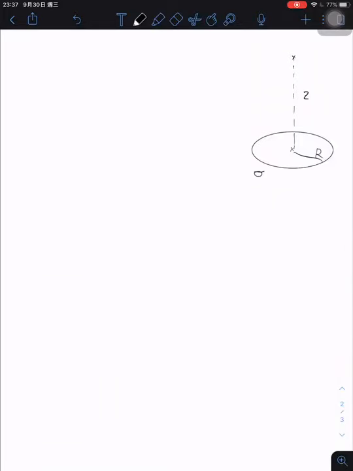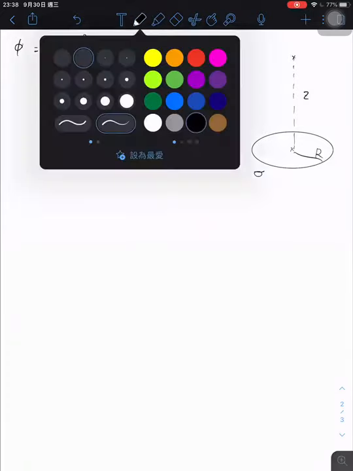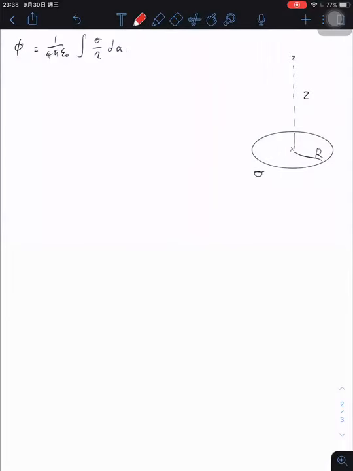First of all, let me write down the general equation for electric potential. Phi equals 1/4 pi epsilon naught integrating sigma over r for the whole area. The r here is the distance between the observer and the source position. I think you should be familiar with these kinds of questions.